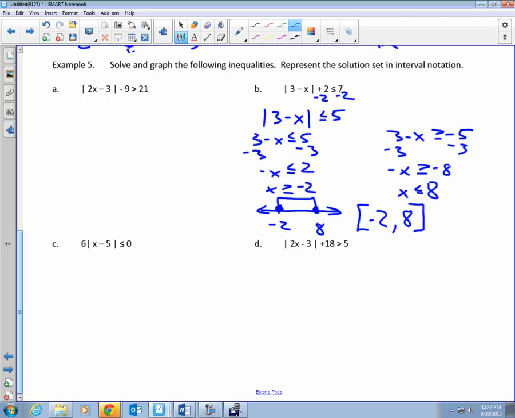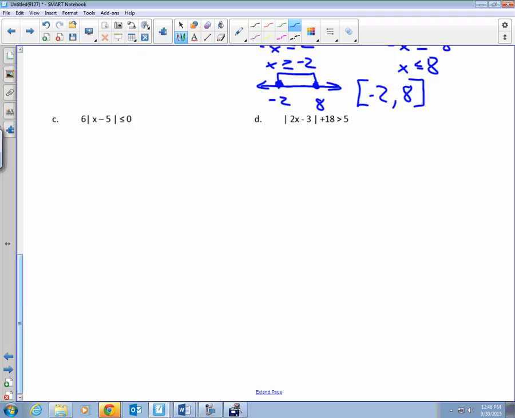You can check your answer. This is what you should have, right? When you divide by a negative, remember to switch the sign. Questions on that example? Okay, look at C.